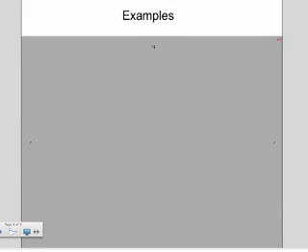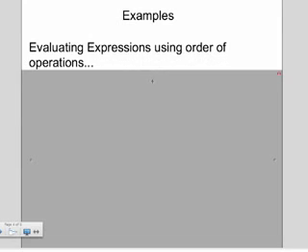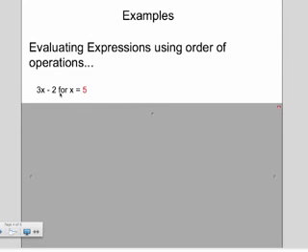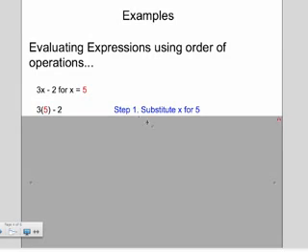This one's a little different because we're going to have to use the order of operations. So remember, always do the most important operation first. So now this time we have something that looks a little different, 3x minus 2. And now they're telling us x equals 5. So we're going to replace this x with a 5. Why 5? Because x equals 5. So there we go. Step 1, substitute x for 5. So now here's our new problem.